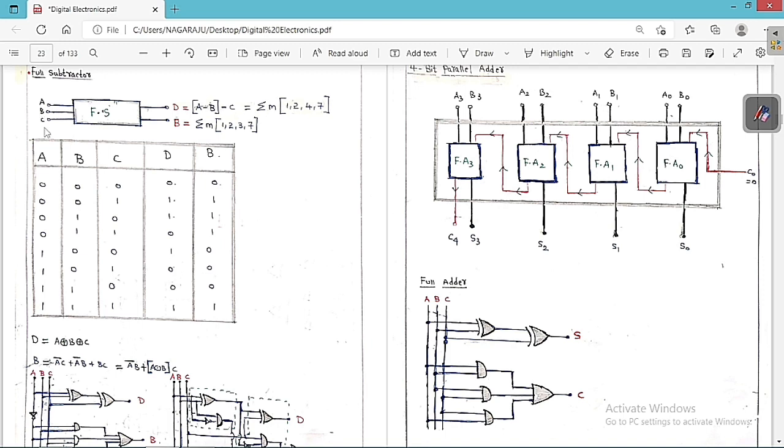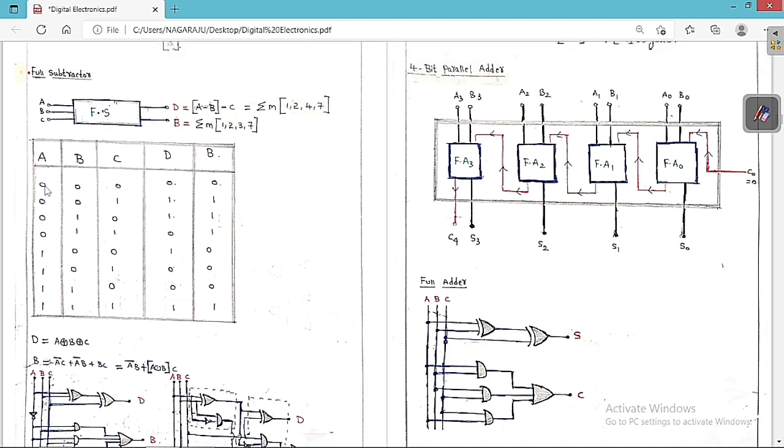Here, as there are 3 inputs, 2 to the power of 3 is equal to 8 combinations. So A, B, C: 000, 001, 010, 011, 100, 101, 110, and 111. You can see clearly the operation is A minus B minus C. So 0 minus 0 is 0, 0 minus 0 is 0, so therefore we get difference as 0 and borrow as 0.